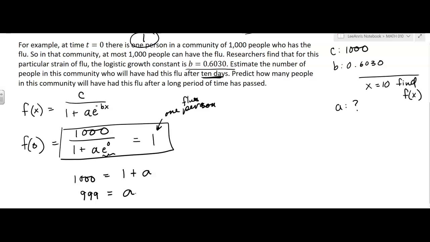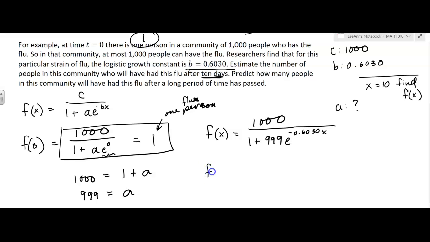Now we can set up our formula. So now we have a real formula. f of x is going to equal 1,000 because we know the carrying capacity, over 1 plus 999 e to the negative 0.6030x. That's got the A, the B, the C. We've got that all filled in. Now, it says estimate the number of people who will have the flu after 10 days. So we're going by days.